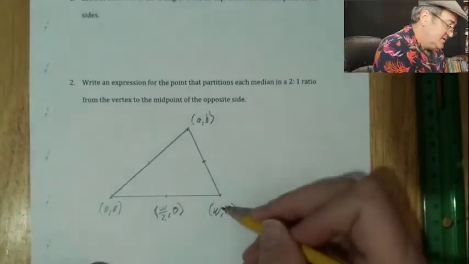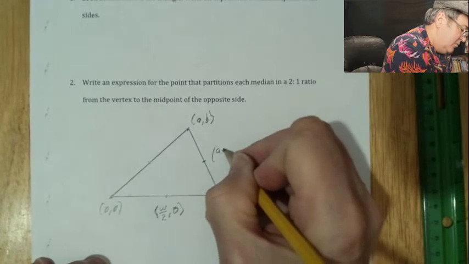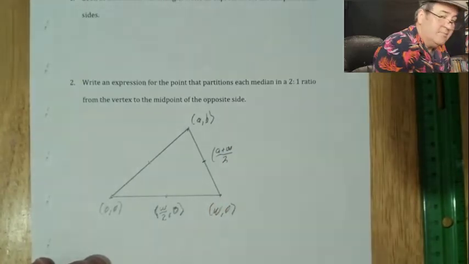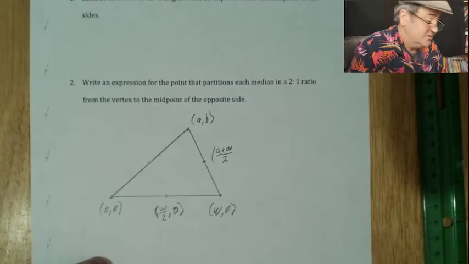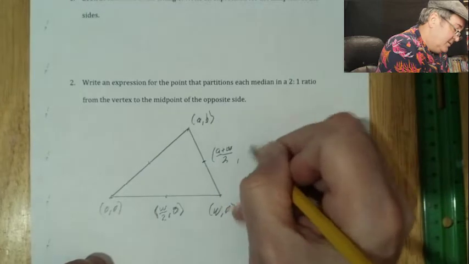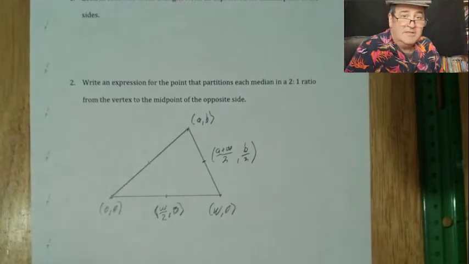But what are the coordinates? (A + W) divided by 2 would be the x coordinate, whatever those variables are. And 0 plus B is just B divided by 2. So that is the coordinate there.